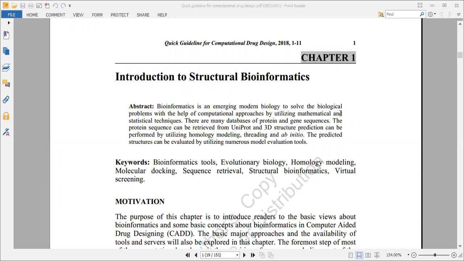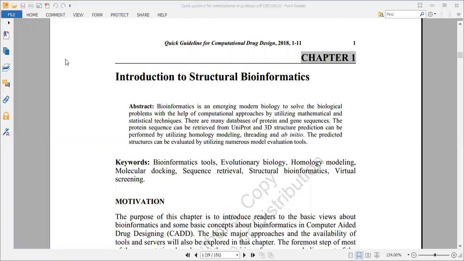So we were discussing the introduction of structural bioinformatics, chapter first of Quick Guideline for Computational Drug Design. The abstract of this chapter is: bioinformatics is an emerging modern biology to solve biological problems with the help of computational approaches by utilizing mathematical and statistical techniques. There are many databases of protein and gene sequences. The protein sequence can be retrieved from UniProt, and three-dimensional structure prediction can be performed by utilizing homology modeling, threading, and ab initio. The predicted structures can be evaluated by utilizing numerous model evaluation tools.